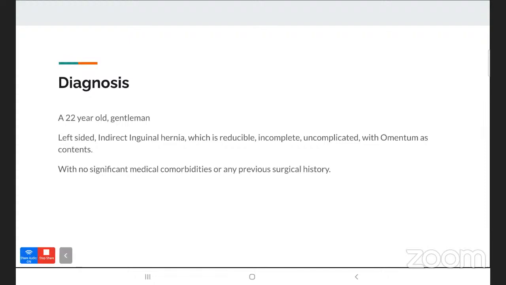If you cut the vas mistakenly during surgery, what will you do? So we do an end-to-end anastomosis of the vas. If you can identify it, you can definitely do an end-to-end anastomosis.